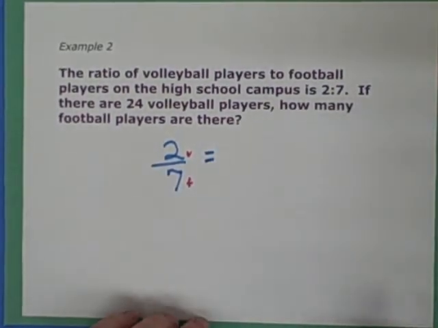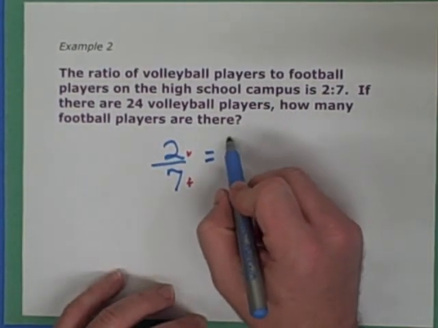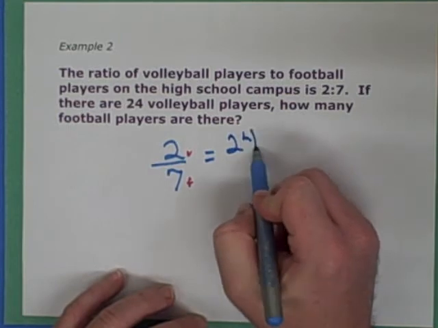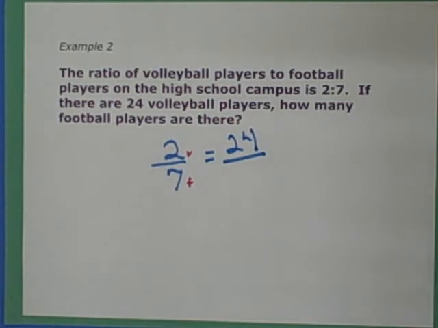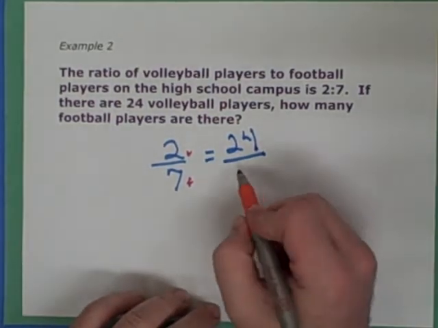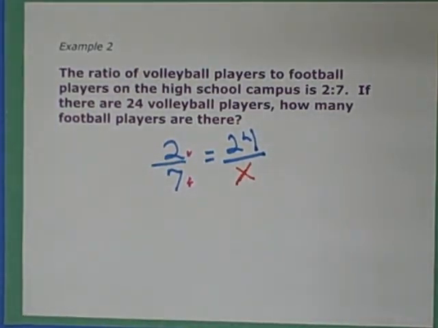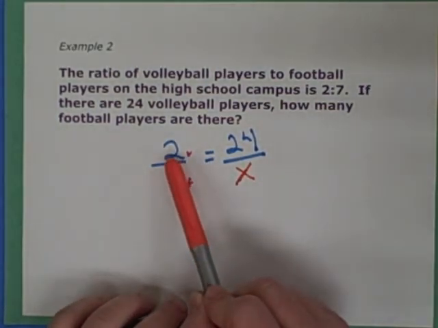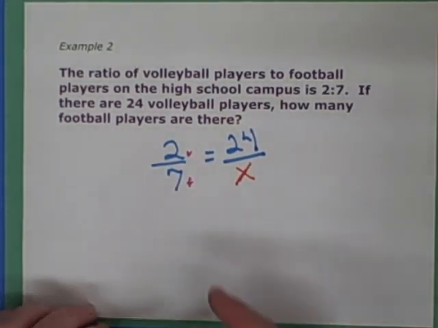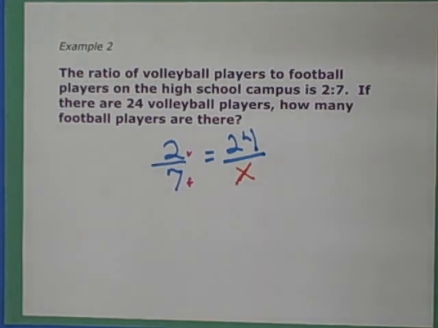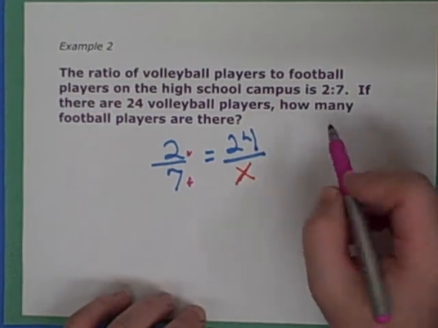So that when we set up our proportion, we set it up identically. It tells us that there are 24 volleyball players, so our numerator, or the top number, is going to be our volleyball players of 24. And then our football players is going to be our unknown, or our x, or maybe our question mark. Again, you can see we multiplied 2 times 12 to get 24, so we could just multiply 7 times 12. But let's go ahead and cross multiply and divide. Again, we're multiplying 7 times 24.